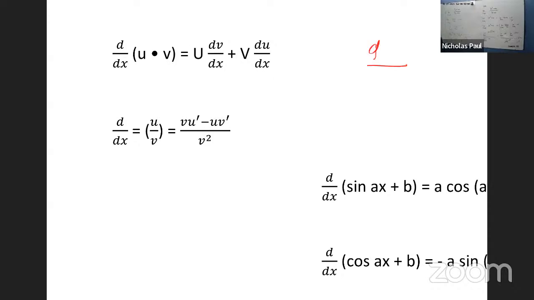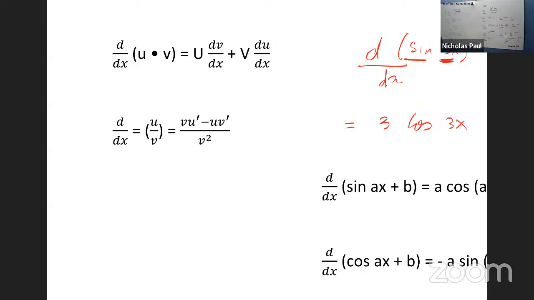How do we differentiate things like this? How do we differentiate sine 3x? What will that be? 3 cos 3x. You differentiate 3x and put it in front, the differential of sine is cos, and then you write back 3x.